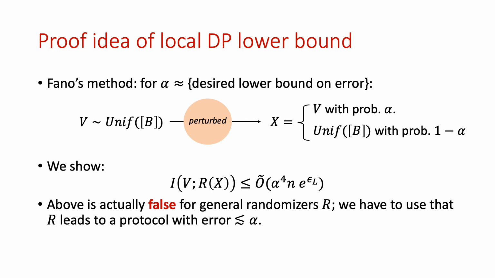And the main step in our lower bound is to show an upper bound on the mutual information between V and R of X of roughly alpha to the 4 times n times e to the epsilon L. Now, what makes this proof a little bit tricky is that this upper bound is actually false for general randomizers R, even those which satisfy epsilon L delta differential privacy. In order to show this upper bound, we additionally have to use the fact that R can be used together with an analyzer that leads to a protocol with error bounded above by alpha.